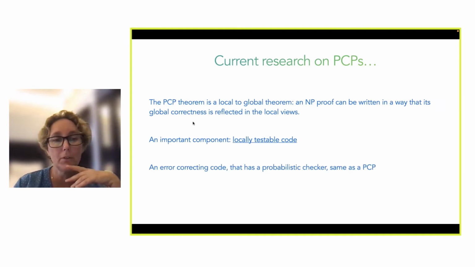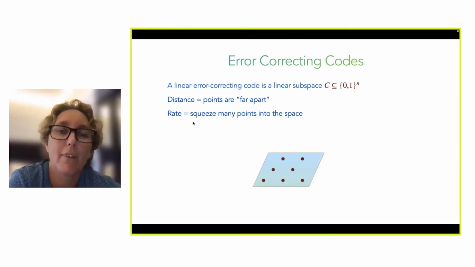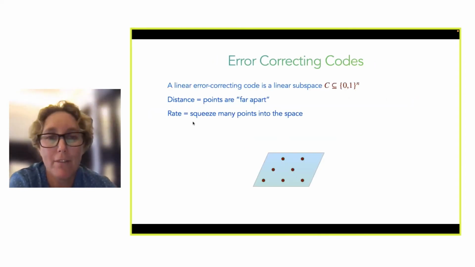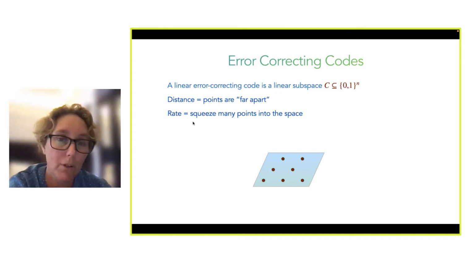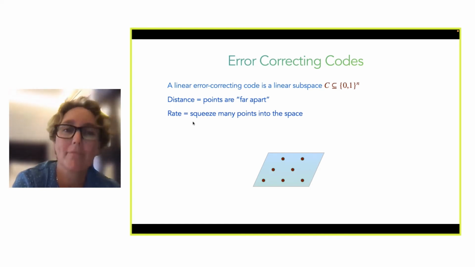So a locally testable code is an error correcting code that has a probabilistic checker, something that looks at a small part and says if the string that you're looking at belongs to the code or does not belong to the code. Okay, so for the rest of the talk, I want to talk about these locally testable codes because we have some recent work on them that I'm very excited about, and I thought I would share it with you.